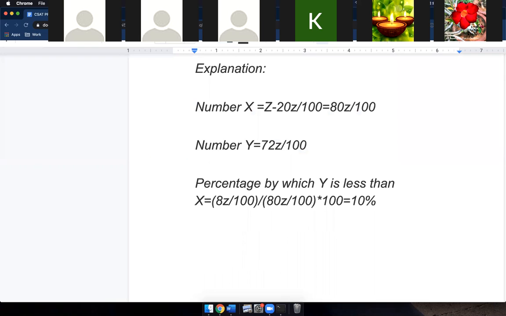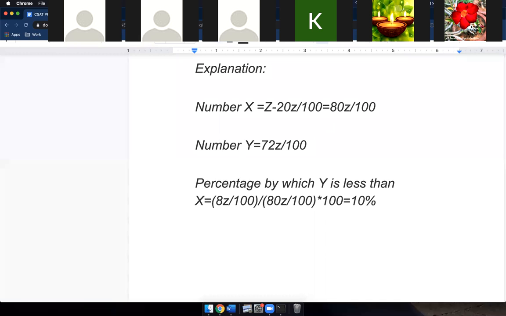So in terms of number z, if you want to express x and y, how much was x less than z? 20%. Right. So z minus 20z by 100. That means if this was 100, that would be 80, so it is 80z by 100. Now coming to number y. Number y was 28% less than number z, so z minus 28z by 100, which means it will be 72z by 100.